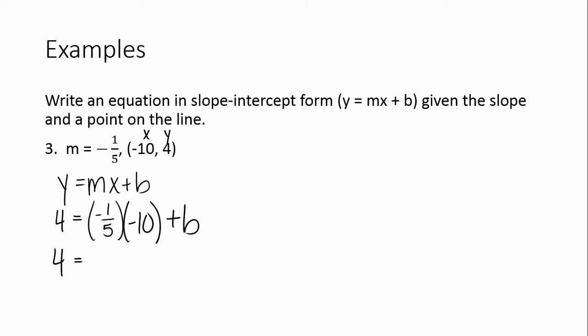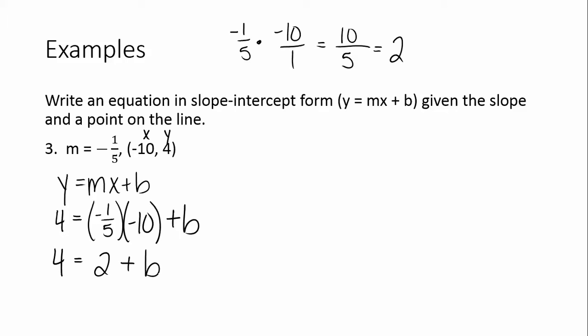And this can be some side work that you do. So if I come up to the top and I do negative 1/5 times negative 10, I'm going to put 10 over 1 so that I can multiply them as fractions. Going across the top, 1 times 10 is 10. Going across the bottom, 5 times 1 is 5. A negative times a negative is a positive. So I get 10 over 5, and you always want to make sure you reduce that. 10 over 5 is 2. So negative 1/5 times negative 10 is positive 2.